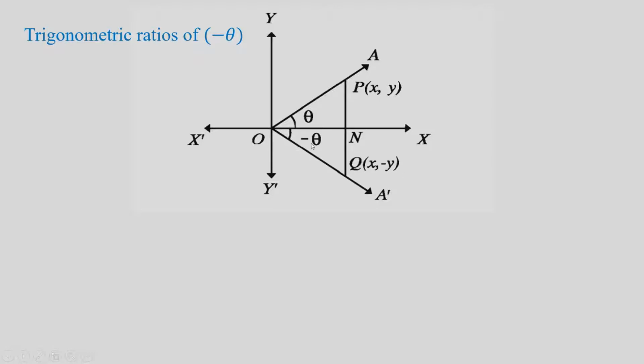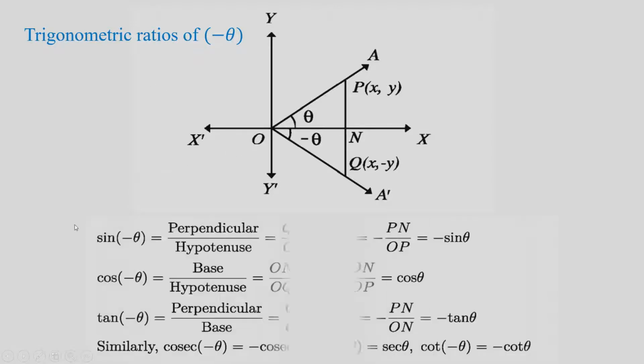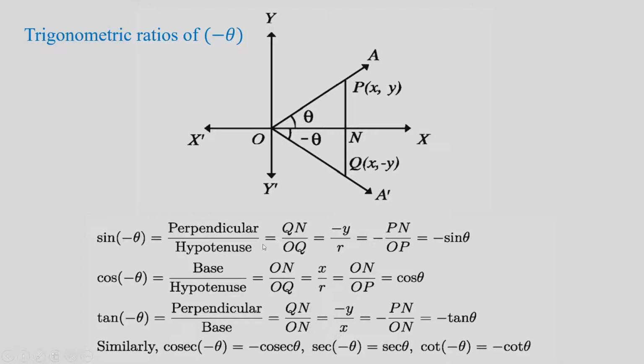Okay. Now the ratio of sine of minus theta is equal to perpendicular by hypotenuse. We know perpendicular is the displacement from the base to the vertex. Here perpendicular is QN and hypotenuse is OQ. QN is in the negative direction, that's why minus y, and OQ is equal to R. Therefore we get minus y by R.